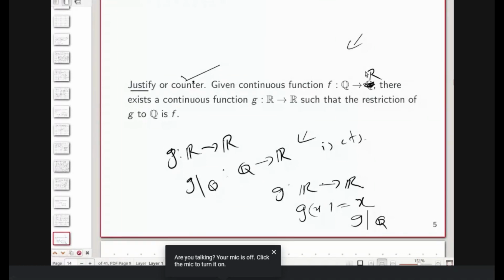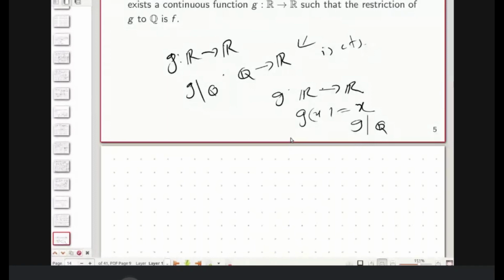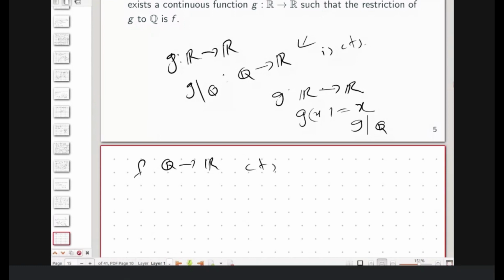Sir, here Q is dense in R, true. Suppose there is a function f from Q to R which is continuous. Now the remaining is only irrationals. If we take any irrational number, we can find a rational sequence converging to that irrational number. So let's say Qn is a rational sequence and Qn converges to R.